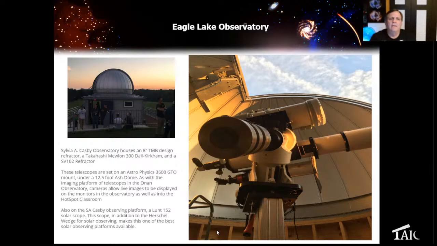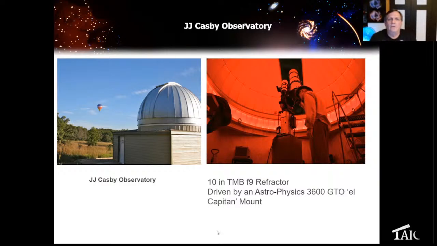And with this imaging platform, we have cameras that allow live images to be displayed on our monitors in the observatory, as well as in the hotspot classroom we have on site. And then also on this observatory platform, we have a Lunt 152 solar scope. And then I had shown this earlier, but this is our JJ Casby Observatory. In that, we have a 10-inch TMB f/9 refractor driven by an Astro-Physics 3600 GTO El Capitan mount.